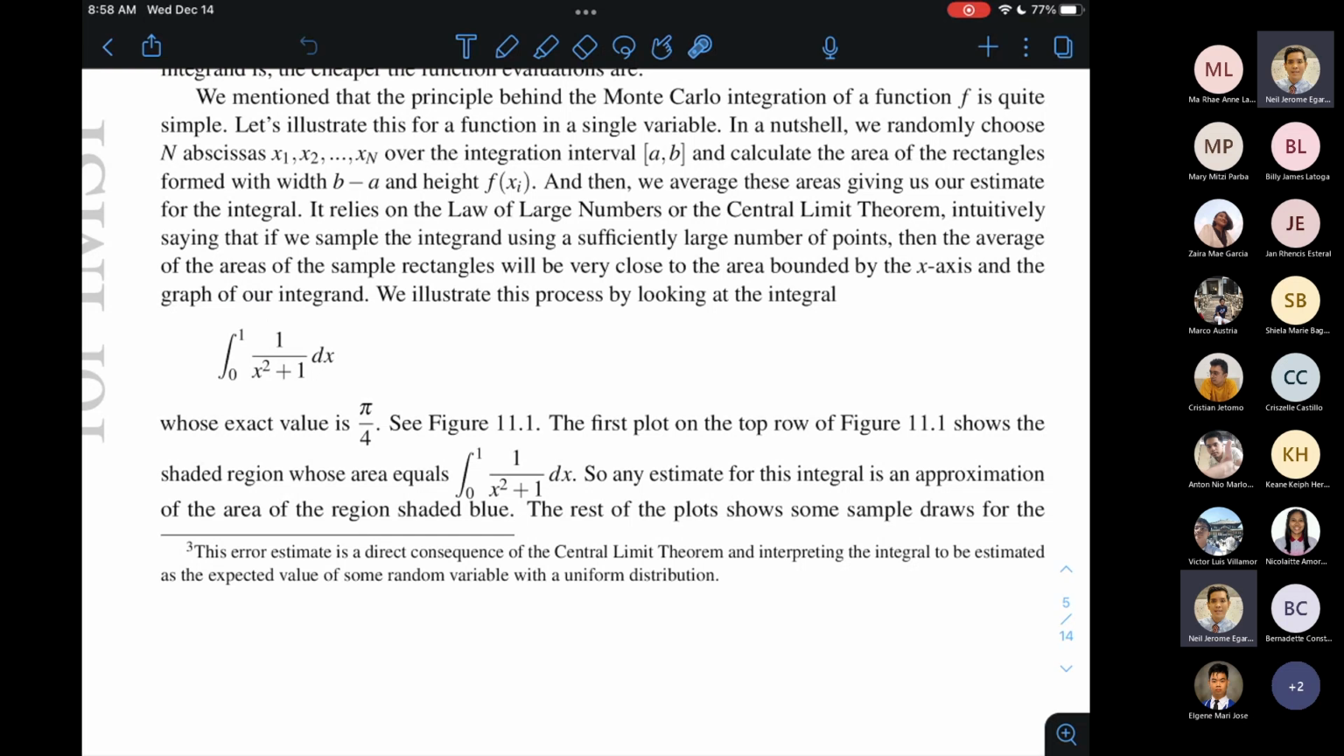Integration interval 0 to 1, pipili or bubunot ako ng 5 random numbers from them. Then what I'll do is I will calculate the areas of the rectangles with width b minus a and height f of x sub i. Right? So sa bawat isa dun sa mga x sub i's ko, kukunin ko yung area ng rectangle they represent. And I will call that each of them would be an estimate for the integral. Tapos ang gagawin ko, i-average ko lang yung 5 estimates na yon, and the average will be my estimate for the actual integral. Alright? So yun yung pinaka-idea na ng Monte Carlo simulation.